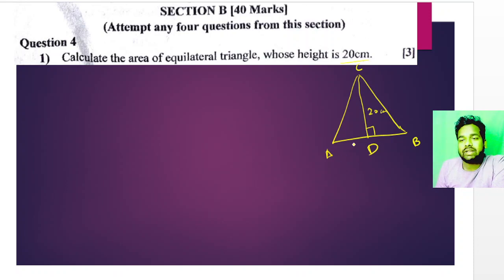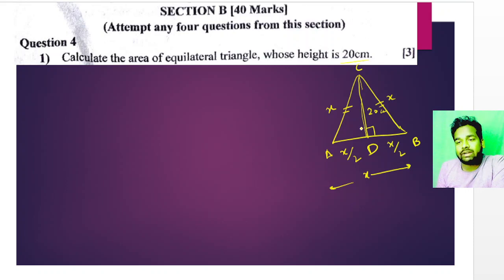Now we know that in an equilateral triangle all the sides are equal. I think everybody knows this one. Suppose AC is equal to x, then BC is also x and AB is also x. Now it is given that this CD is a height, so it is going to divide AB into two parts. You can say that AD is equal to x by 2 and DB is equal to x by 2.